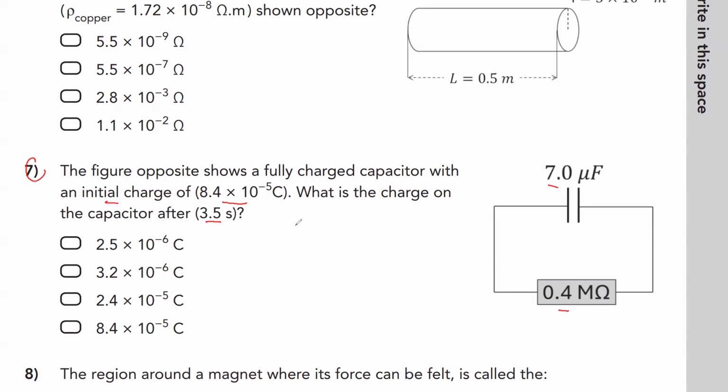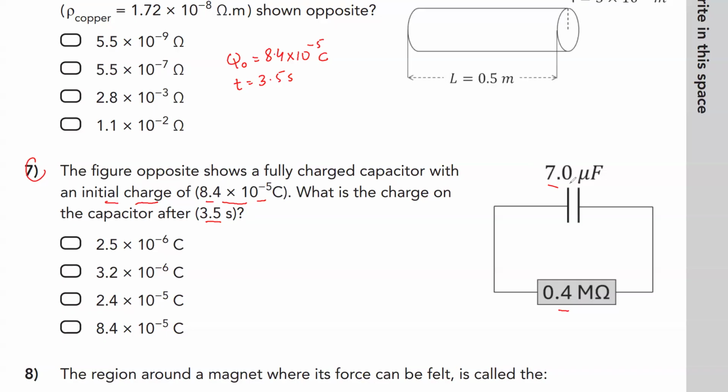To solve this question, the first thing is to know which quantities are given in this multiple choice question. The initial charge is given, 8.4 × 10^-5, so I write down the initial charge Q0 = 8.4 × 10^-5. He is also giving a time of 3.5 seconds. So the time here is t = 3.5 seconds.